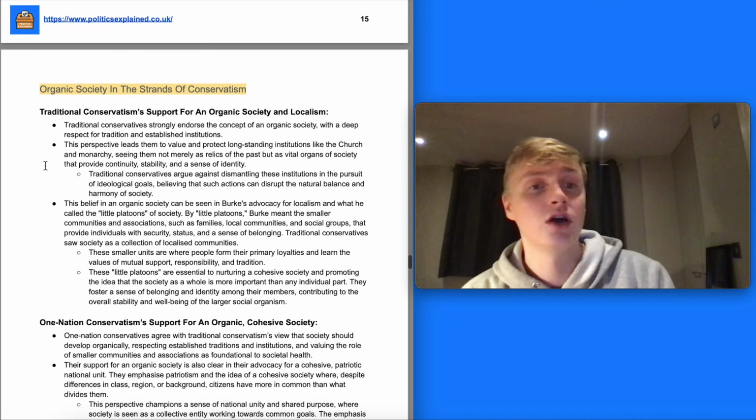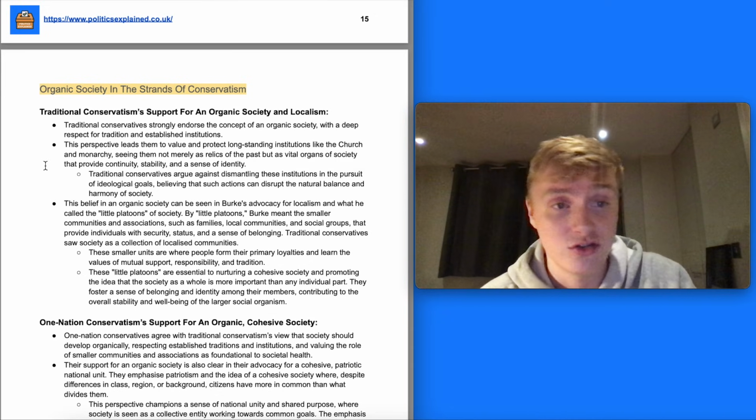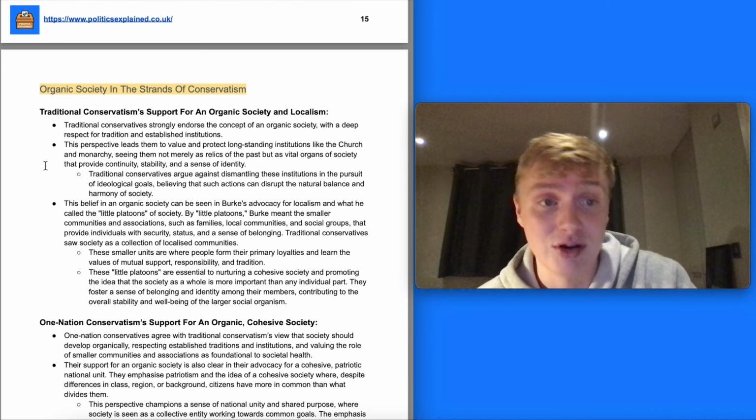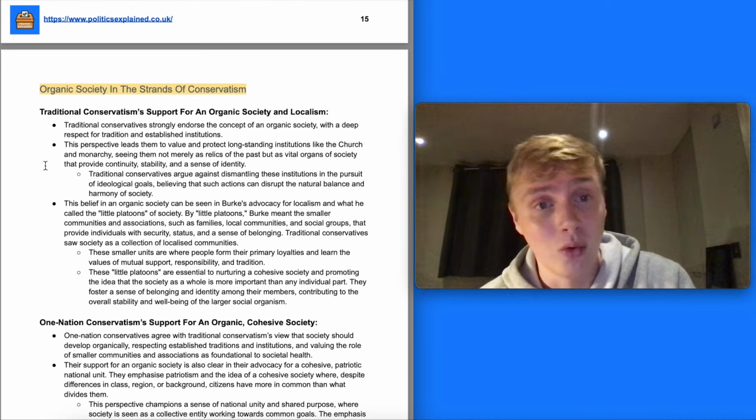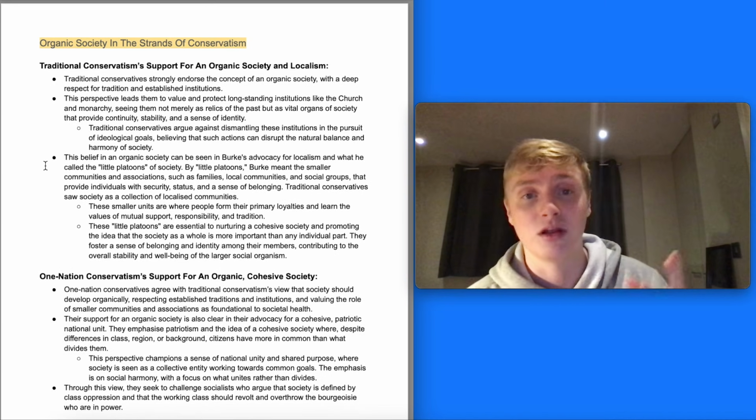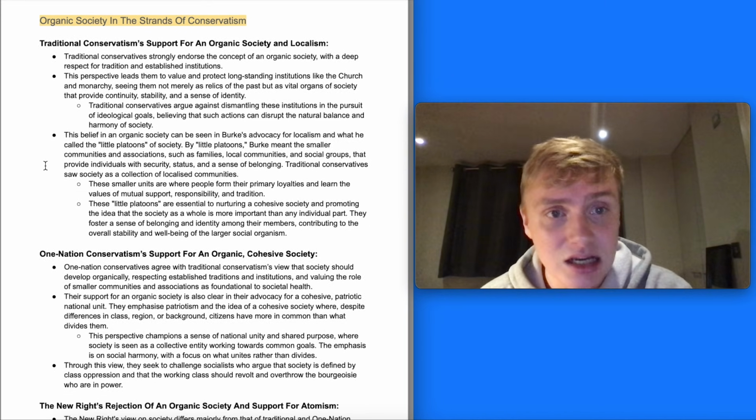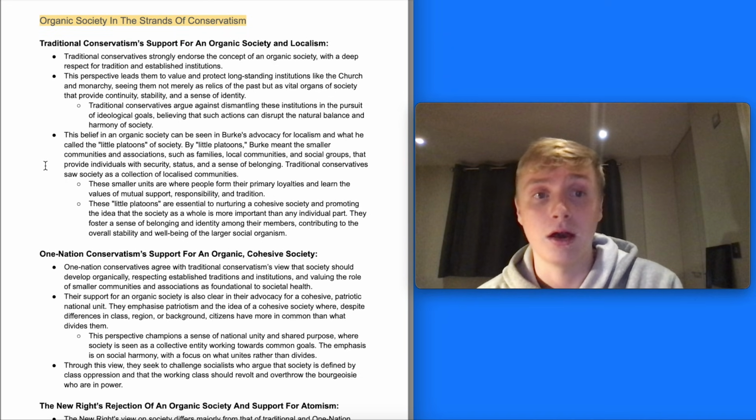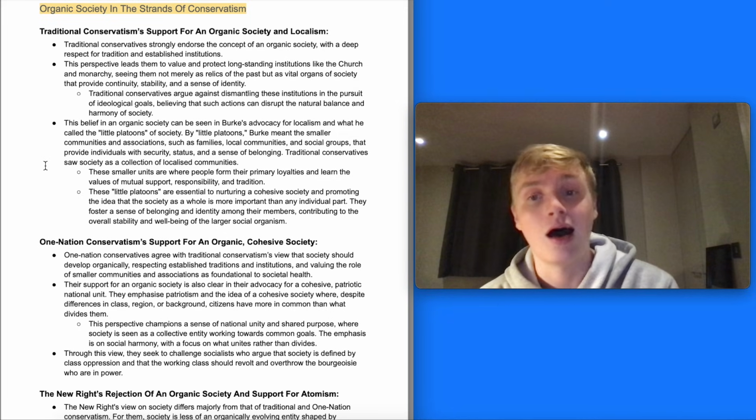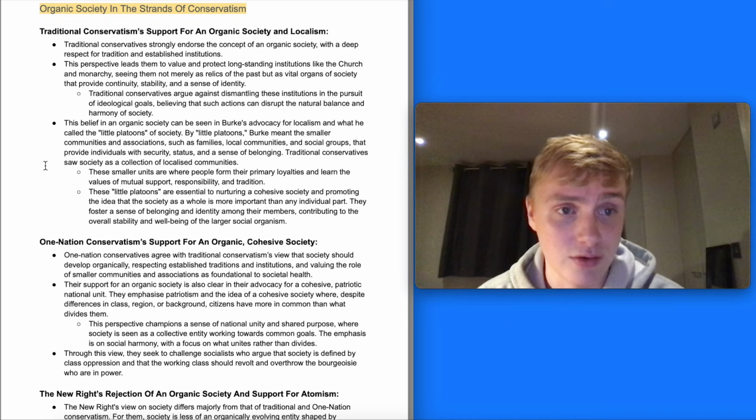So traditional conservatives really support an organic society and support localism, crucially in Burke's idea of little platoons. So they strongly endorse the concept of an organic society with a deep respect for tradition and established institutions. This leads them to support key institutions like the Church of England and monarchy, seeing them as not only relics of the past, but as key organs of society that provide continuity, stability, and a sense of identity to society. And they really don't agree with dismantling these institutions in the pursuit of ideological goals, which is a key idea of the emergence of socialism, as in opposition to the French Revolution.